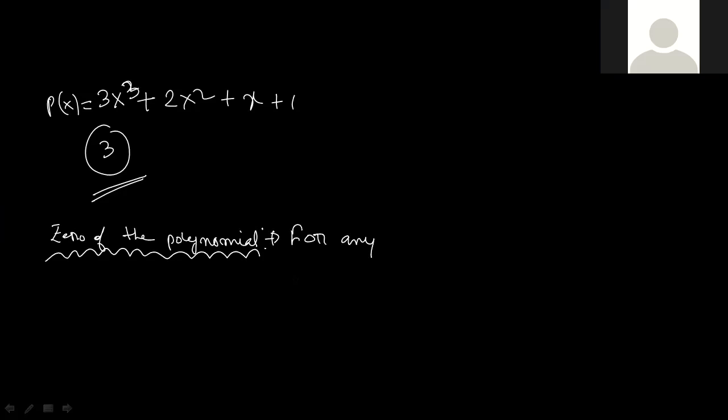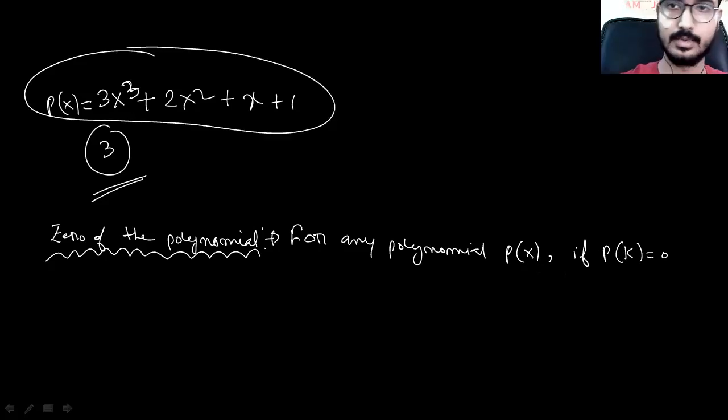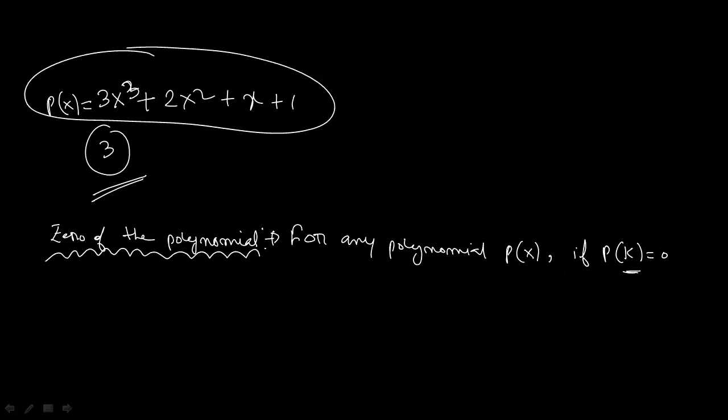For any polynomial px, if pk equal to 0, that means suppose this is a polynomial, and after putting the value of x equal to k, if this value becomes 0, then what happens? Then k is called the zero of the polynomial.